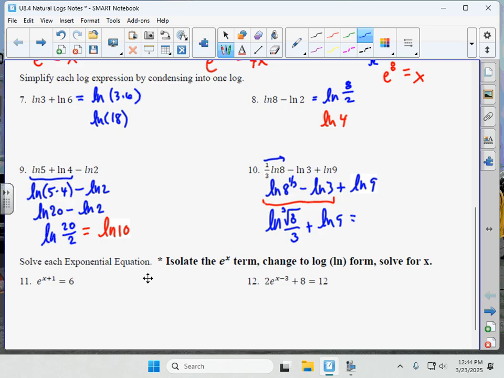Now, cube root of 8 can simplify. The cube root of 8 is 2. So we have 2/3 times 9. Now we can multiply 2/3 times 9. Put the 9 over 1. You can multiply straight across, 2 times 9, 3 times 1, and then simplify the fraction if you want. Or you can just cross cancel first. So it's ln 6.